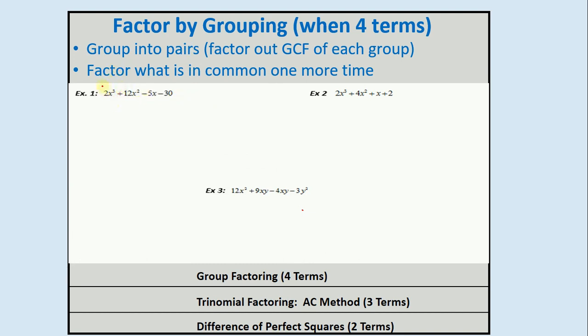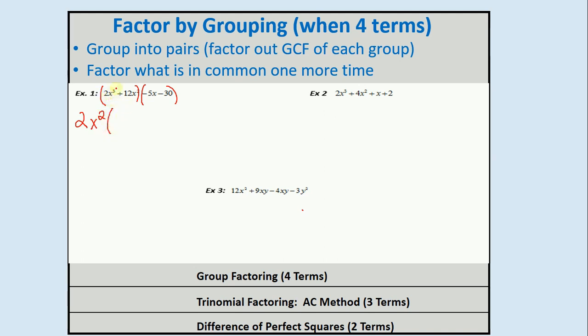What I'm going to first do is group into pairs. And I want to find out what's the GCF of this particular pair. Well, they both share 2, so I know I'm going to factor out a 2. And there are 2 x's that they both share, right? This one's x squared, this one's x cubed. So I can factor out an x squared, because that's the largest number of x's that they both have.